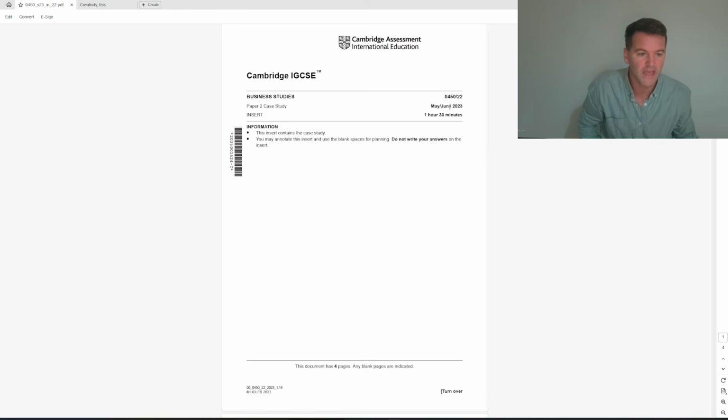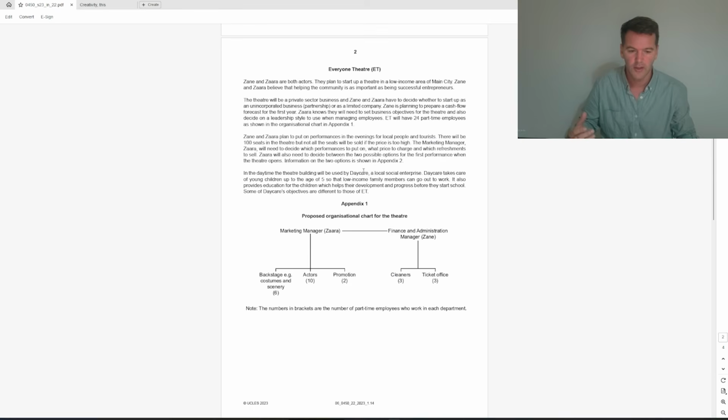So we're looking at the May-June 2023. Have a look at that, find the resource, I'll put the link to it down below, but we need to know about the case study. So this is the one, it was Everyone Theatre.